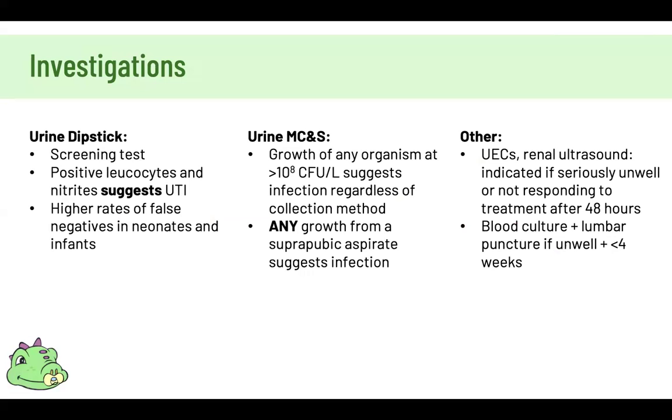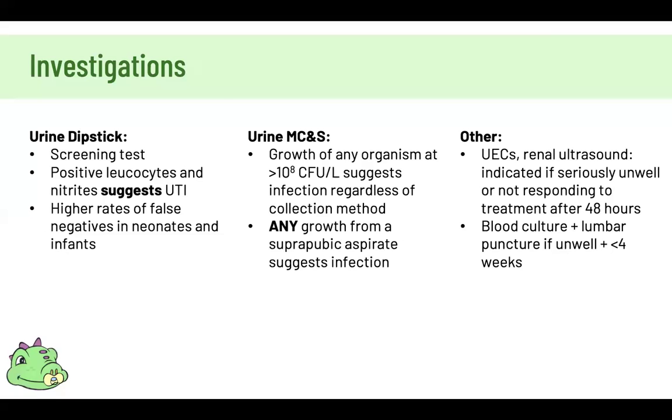Urine MCS, essentially, if there's a growth of any organism at more than 10 to the 8 per liter, that would suggest an infection regardless of which collection method it is. So even if it's one of the collection methods with a high contamination rate, that is sufficient to tell you that there probably is a UTI. Whereas if you're doing an SPA, then any growth from that would suggest infection. And again, that's because of the very low contamination rate.